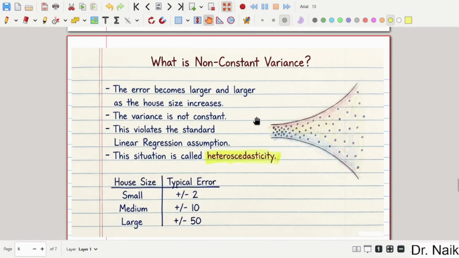Now suppose the error becomes larger and larger as the house size increases. The variance is not constant. For example, for our house size example, for smaller house size the typical error is between plus or minus 2, and for medium house size it is plus or minus 10, and for large house size it is plus or minus 15. That means for different input we have different error, therefore variance is not constant. So this violates the standard linear regression assumption.